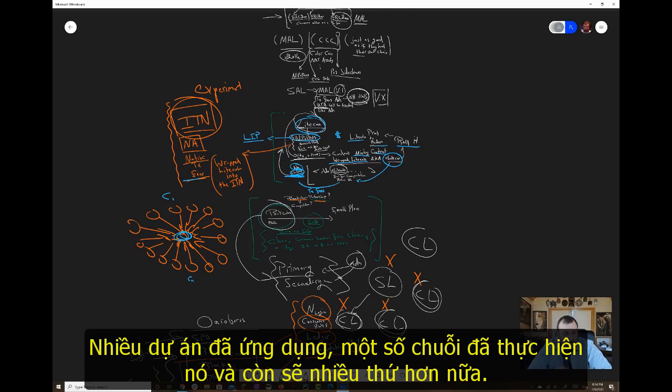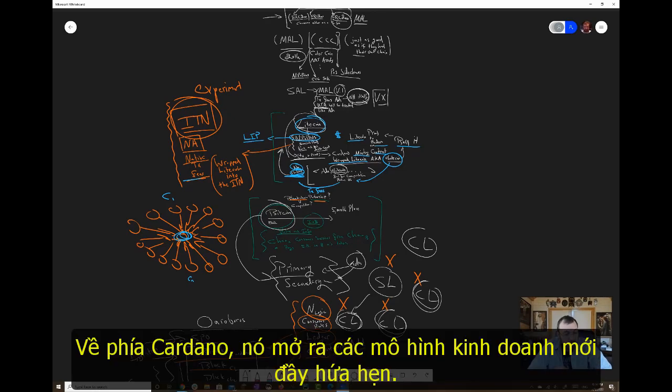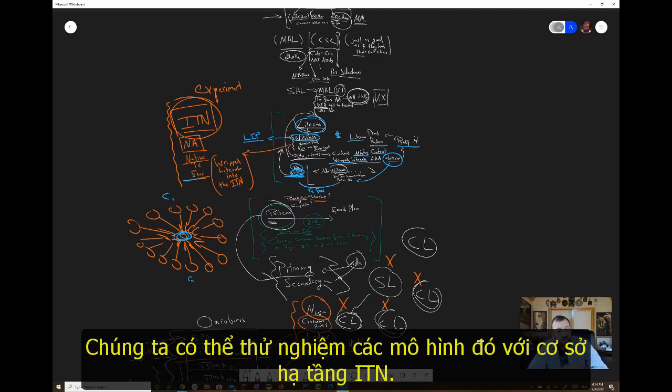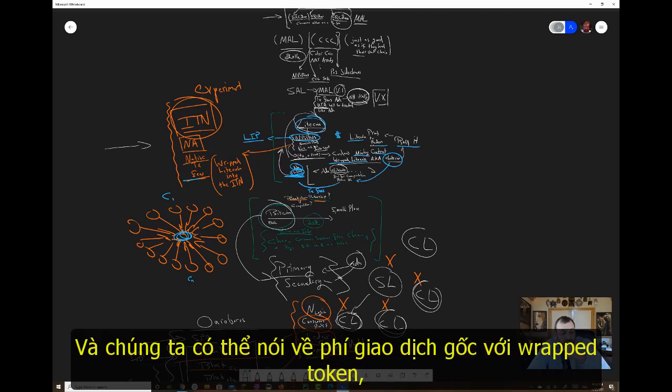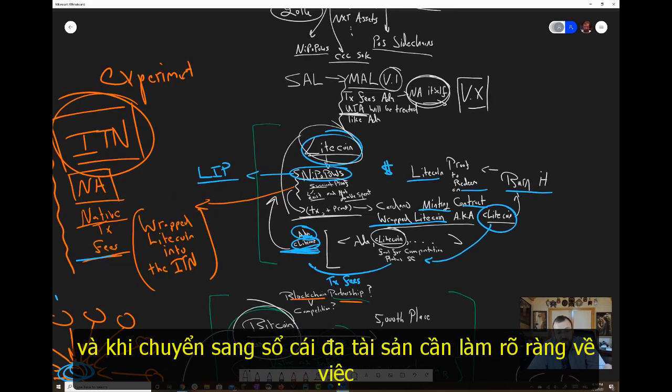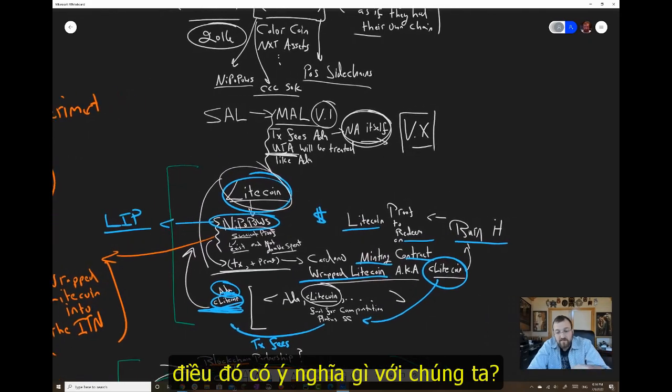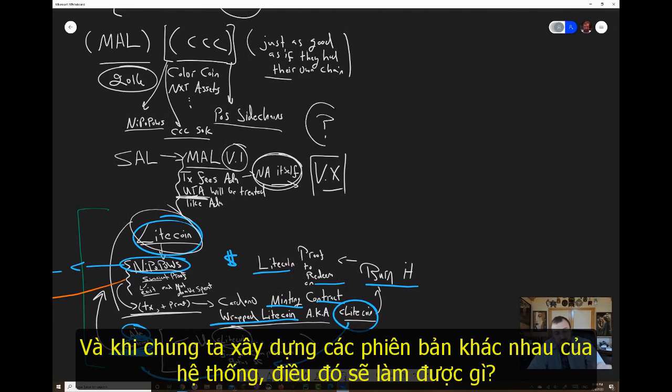and more continue to do so. And for us on the Cardano side, it opens up promising new business models. We can experiment with those models with the ITN infrastructure, and we can talk about native transaction fees with Wrapped. We can, as we move to a multi-asset ledger, really get specific about what that means to us, and when we go into different versions of the system, what is that going to do?